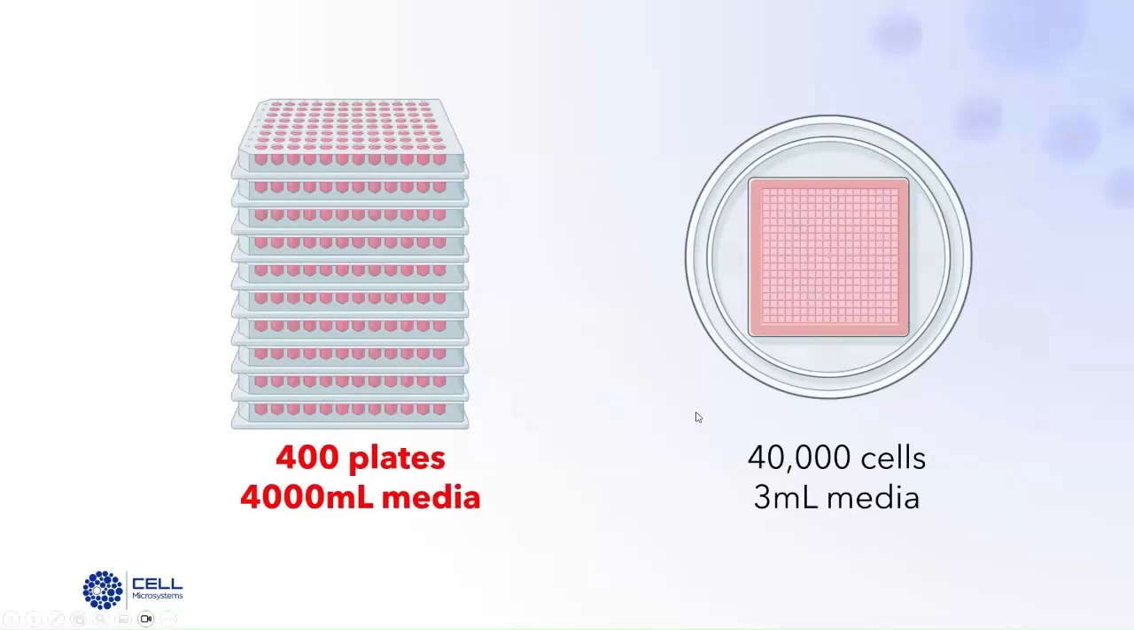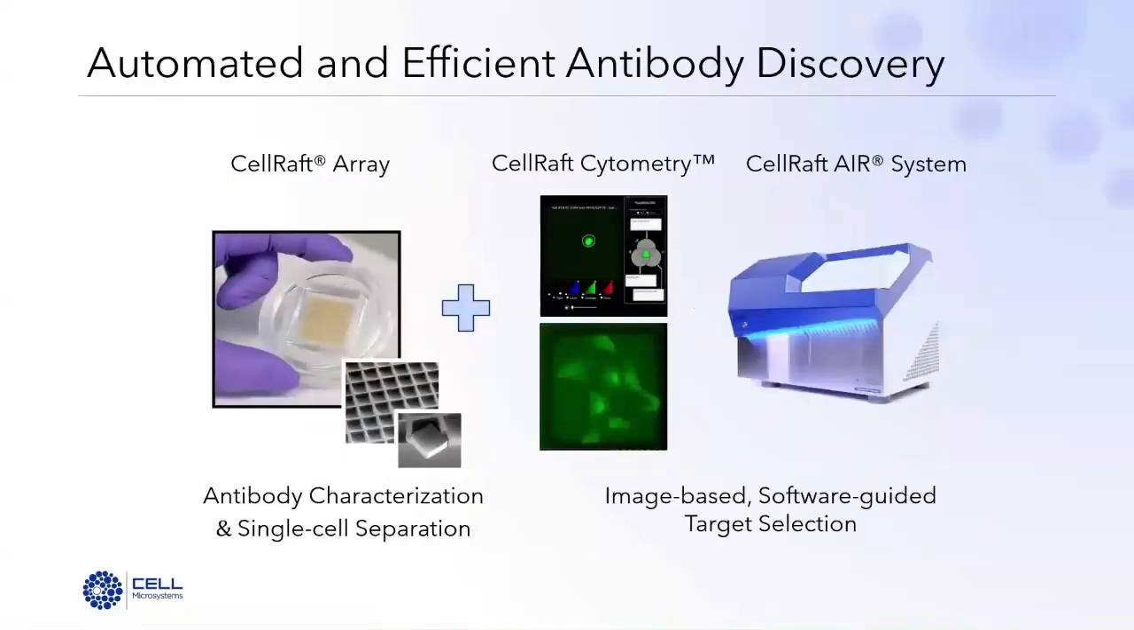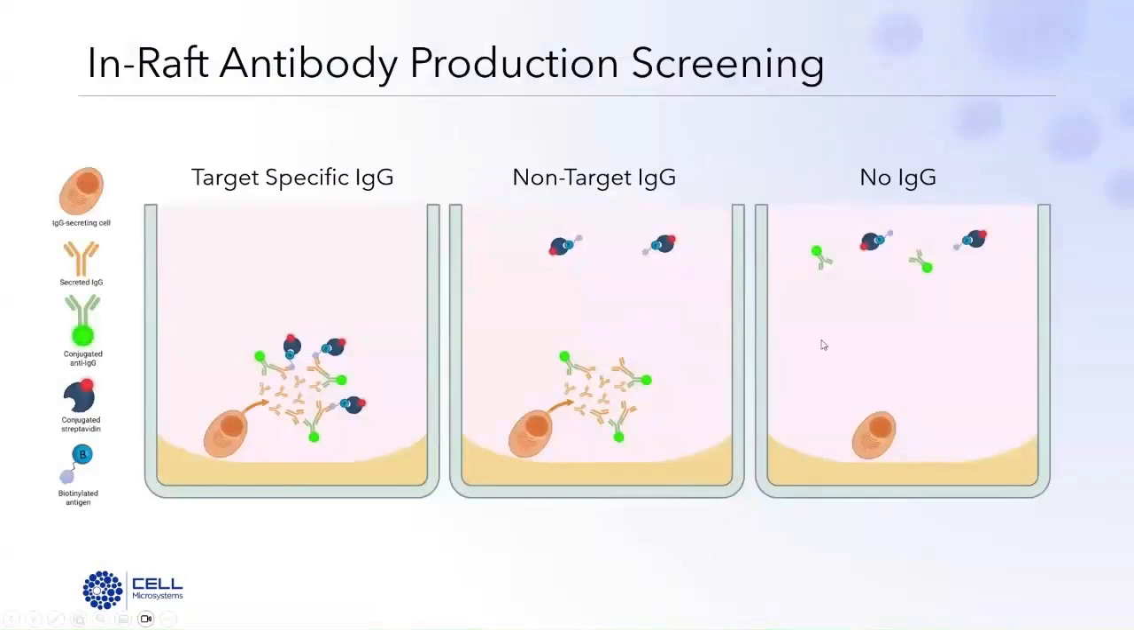So what I'm hoping I'm going to show you as we move through these case studies is the advantages of screening more cells upstream in a small format for downstream analysis. We do this using our automated and efficient antibody discovery pipeline, which combines the consumable, the cell raft array, that allows us to do upfront antibody characterization and single cell separation, with our software, cell raft cytometry, and our instrument, the cell raft air system, which is how we actually perform the image-based target selection for our antibody-secreting cells of choice.